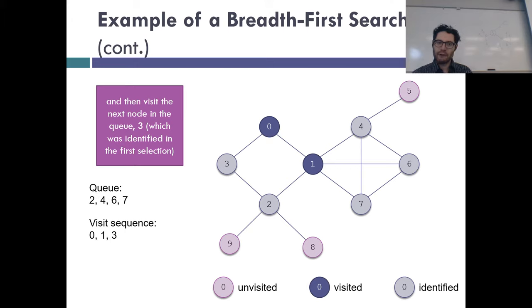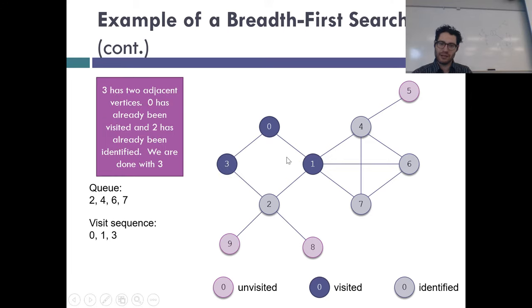So now we look at 3's neighbors, 0 and 2, but we've already seen them, right? We've either already visited there or they're already in our queue. We've already identified it. So in that case, there's nothing new to add to our queue, so we're done visiting 3. So now let's move on.